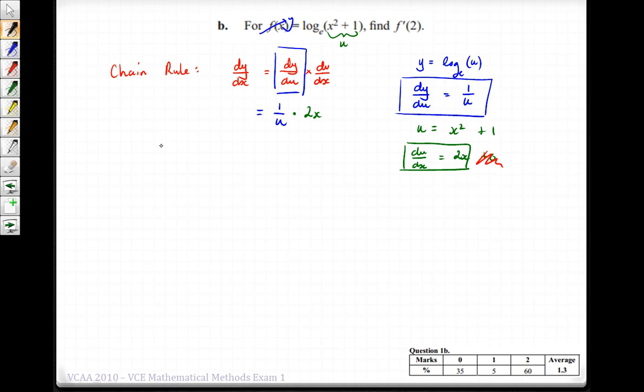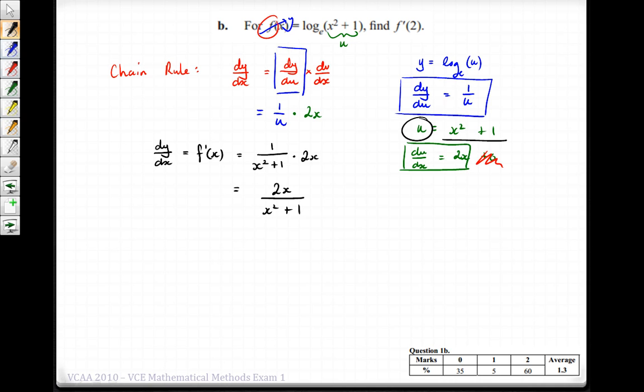At this stage, we've got dy dx equals f dashed x, if we're really particular about our notation, because up here we did have an f. That's equal to 1 on u. We know what u is: u equals x squared plus 1, so we'll put that there, x squared plus 1, by 2x. Let's clean that up a little bit by putting it on the top line: 2x over x squared plus 1.